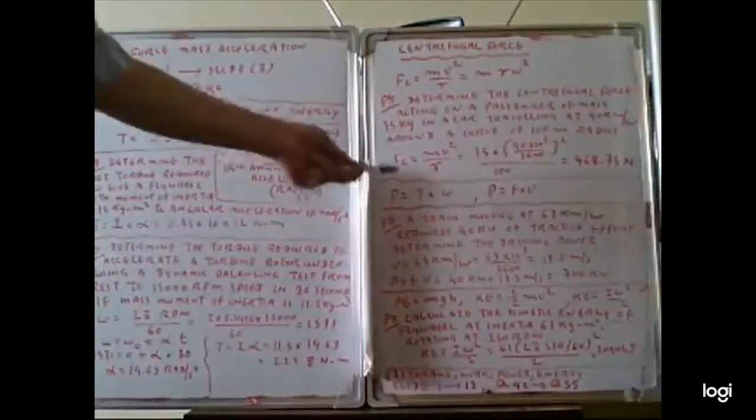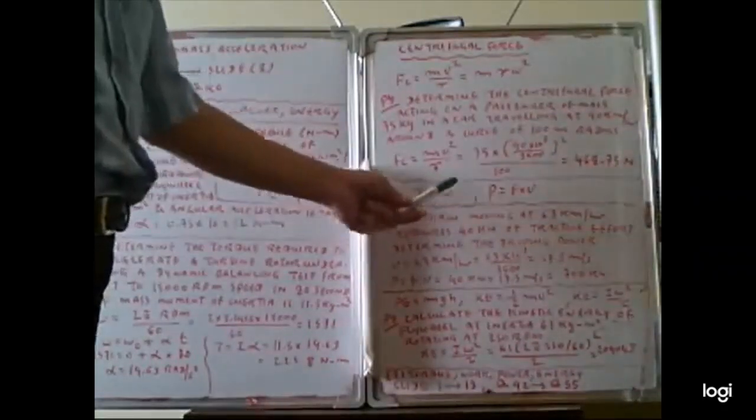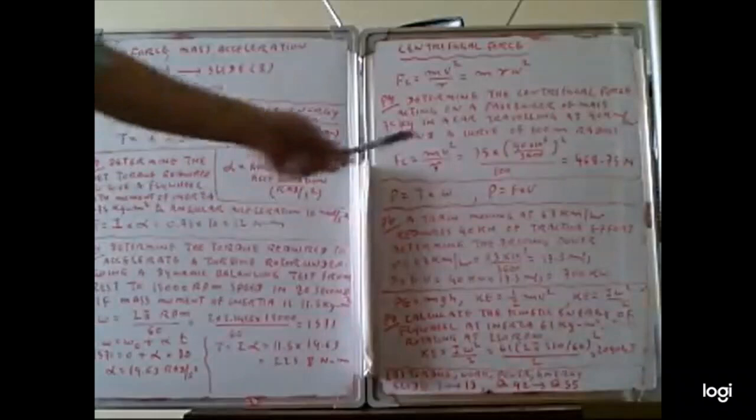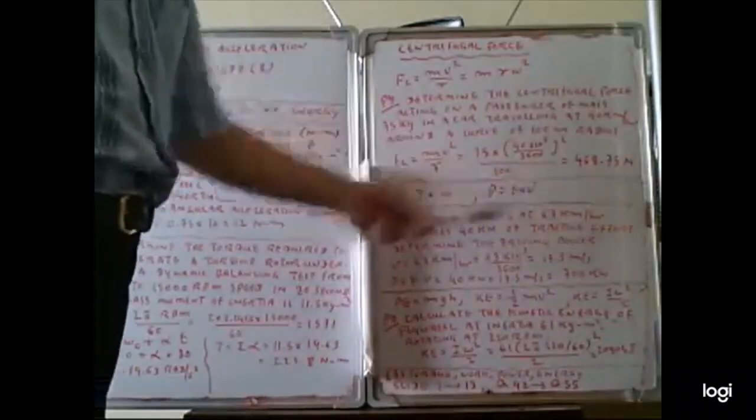So power can be calculated as torque multiplied by omega, where omega is the angular velocity. Power is also equal to force multiplied by velocity. So this is the way we calculate the power.